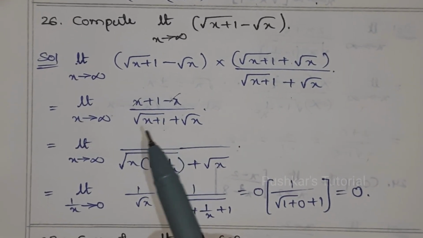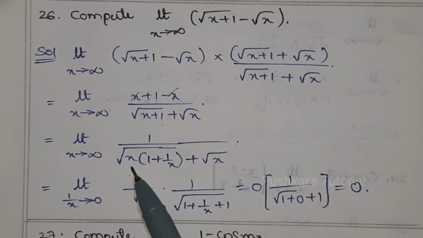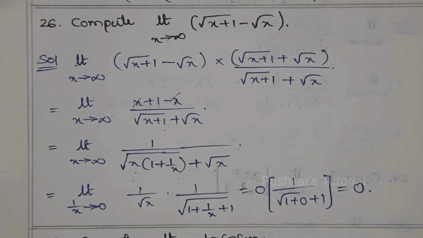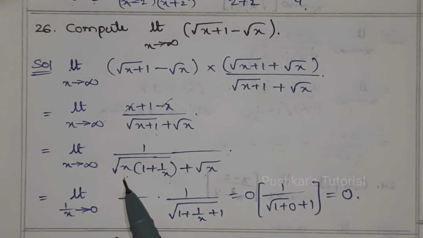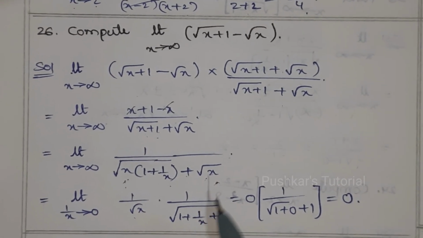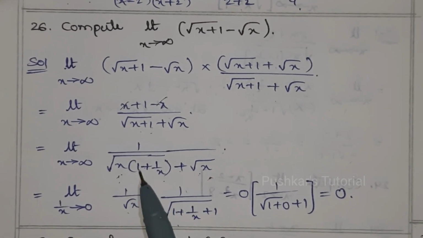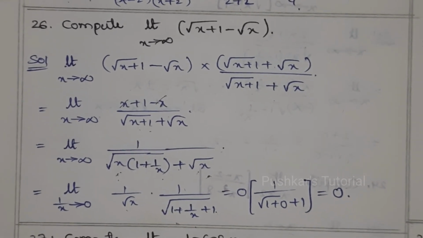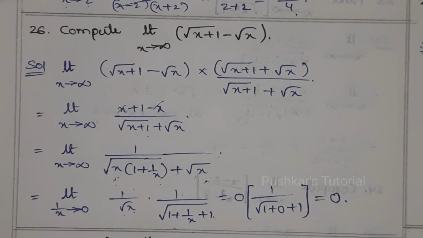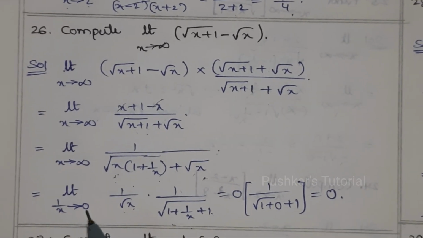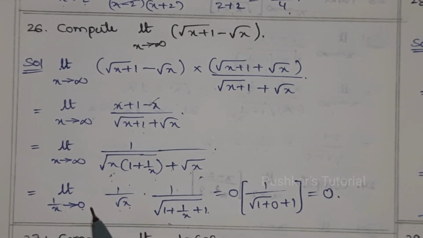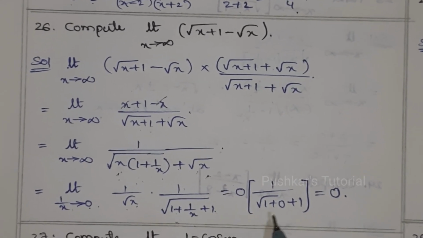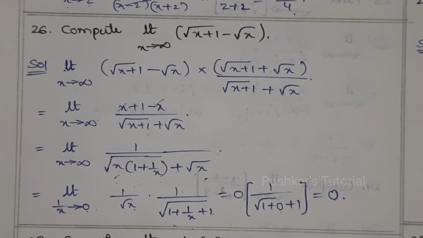Denominator highest degree is what? x. So taking x common, we get 1 plus 1 by x plus root x separately. Again we can take root x common in the denominator. So what is left over? 1 plus 1 by x is left over, and outside 1 is left over. So 1 by root x as it is. As x tends to infinity, 1 by x tends to 0. So we get 1 by under root 1 plus 0 plus 1, 0 into whatever, 0.